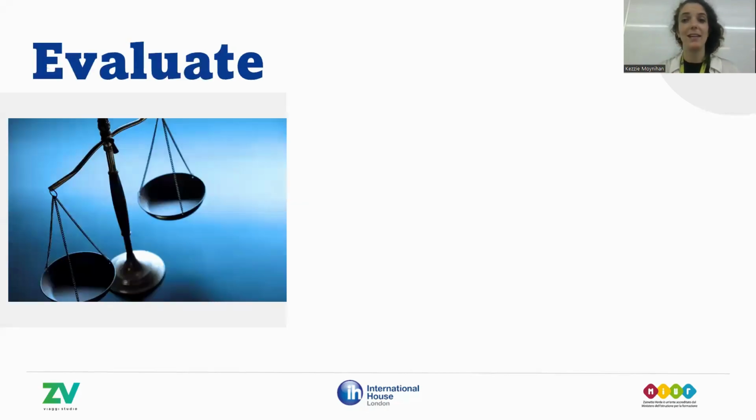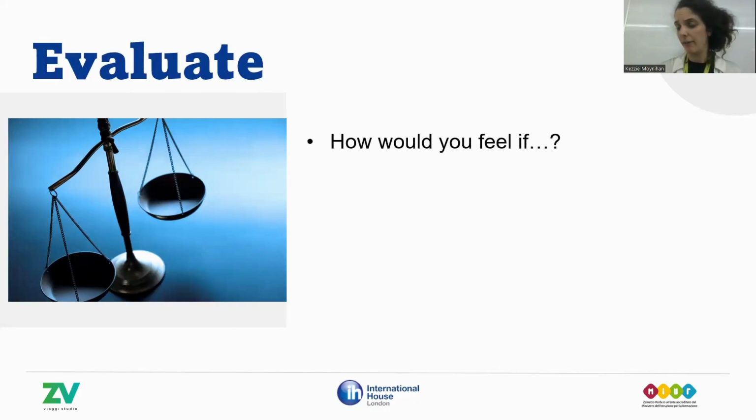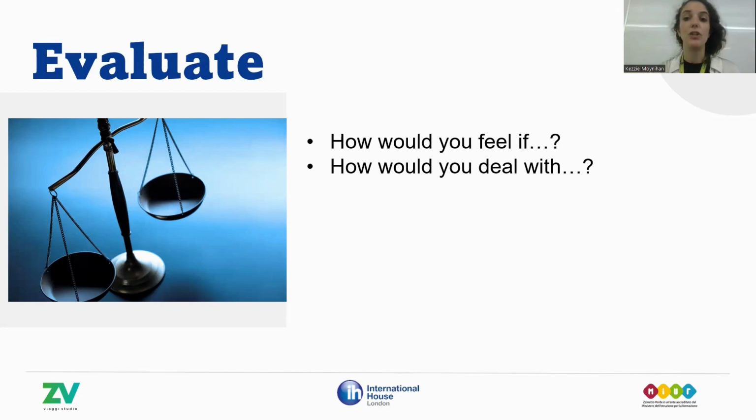Next, we're going to look at evaluate. How would you feel if? Give learners a situation and ask them to examine how they might feel in that situation. How would you deal with? A common topic of this is giving students a problem and asking them to think about how they would solve or deal with that issue. Is there a better solution? Getting learners to evaluate existing solutions to problems. Climate change issues are a popular topic for this type of question.